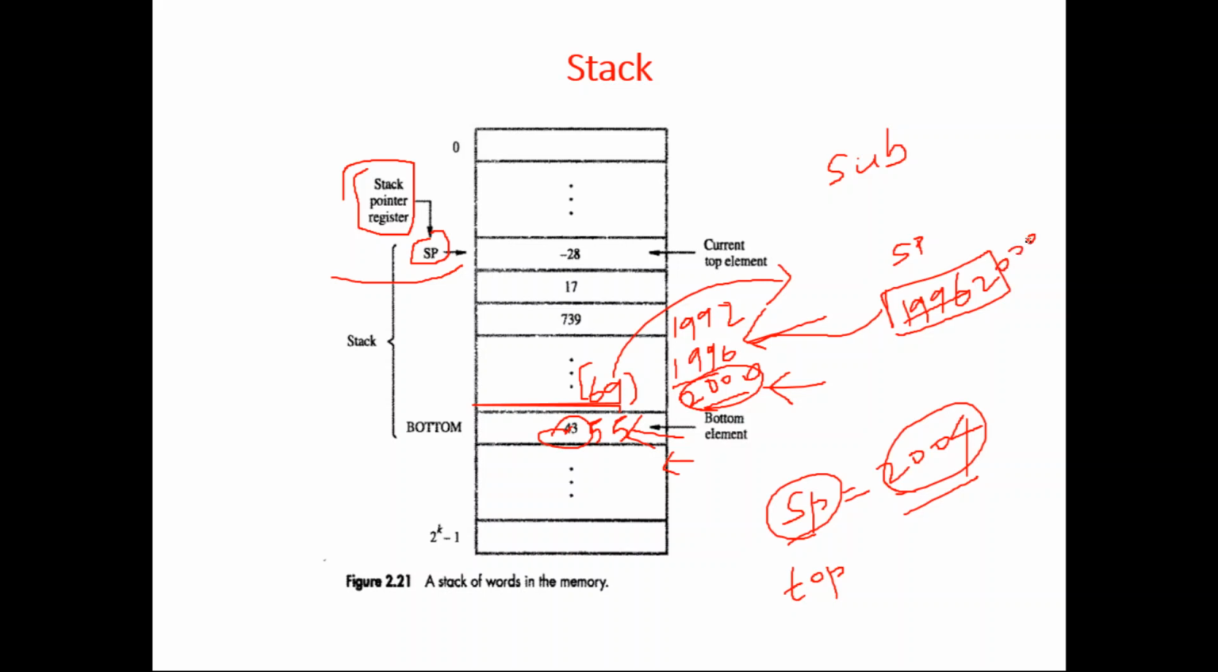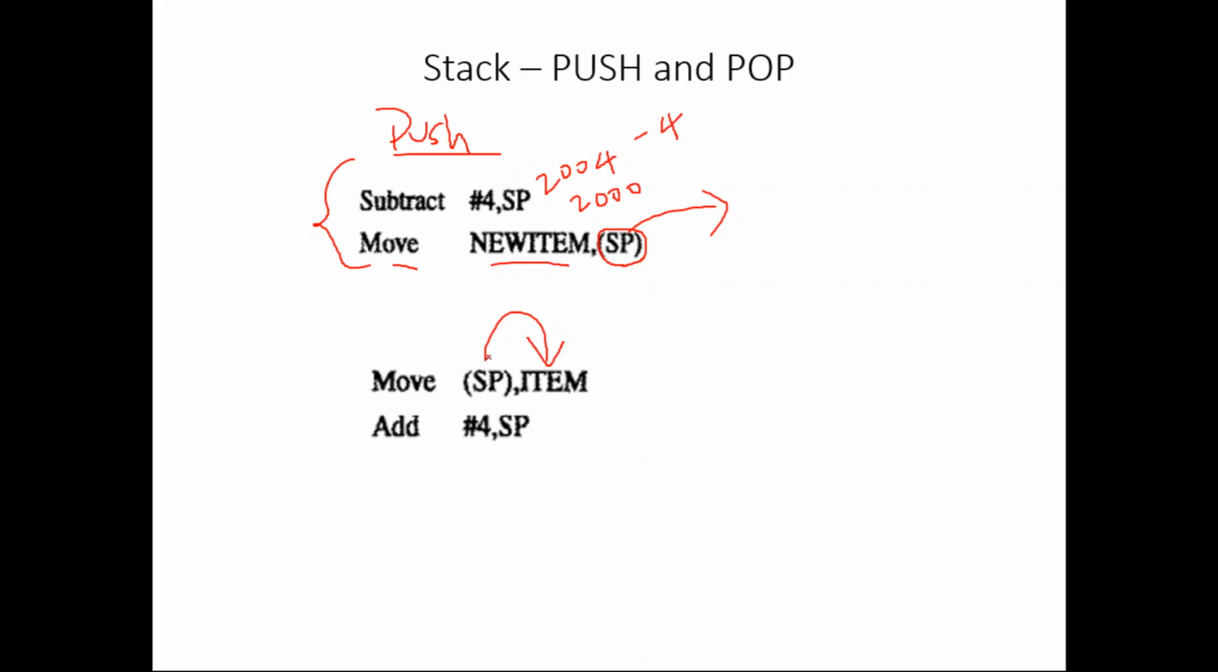So see the code. Move SP comma item. Whatever the location SP points to, the value at that location is moved to item, which is a memory location. One of the memory locations will be named item. Whatever item you are popping will be moved to this particular location item. Then increment the stack pointer: add hash 4 comma SP. So if previously SP is 1996, now it will become 2000. So this is the logic for push and pop.